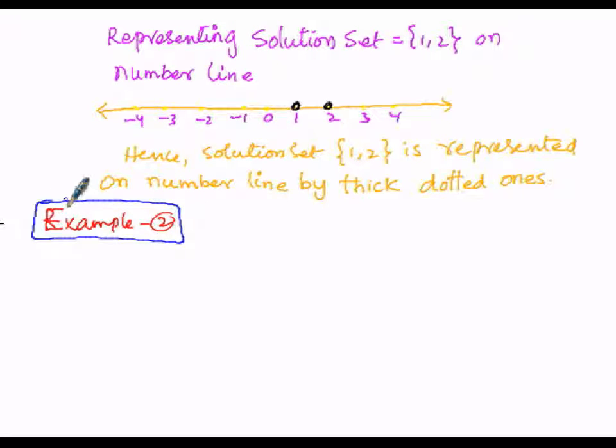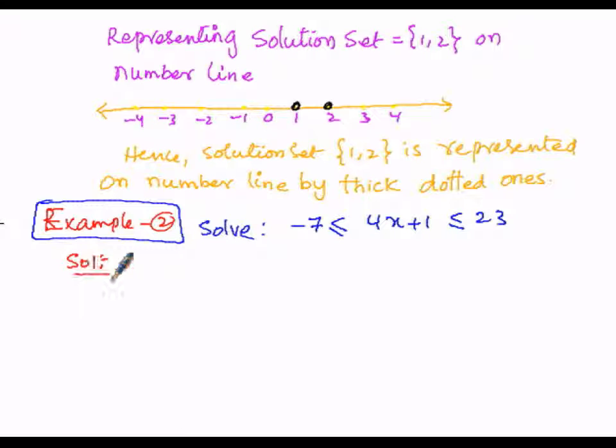So, in this example number 2, we are going to solve -7 less than or equal to 4x plus 1 less than or equal to 23. Now, the solution starts.